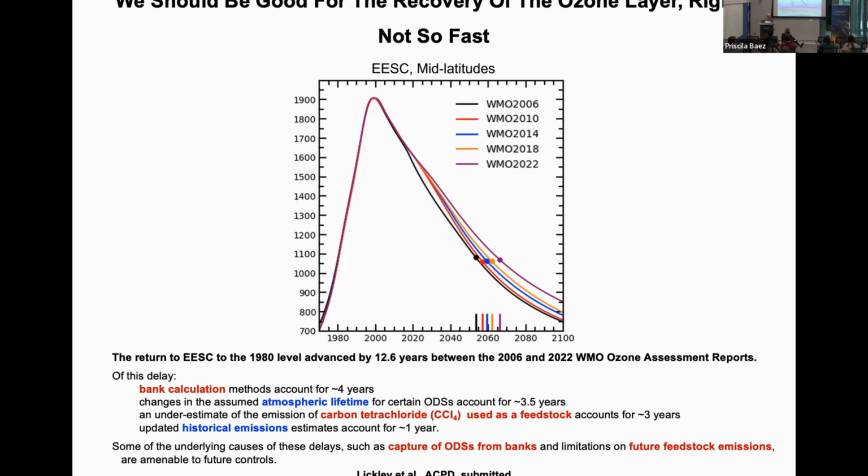And so I think this paper that Megan is leading is going to be an incredibly important paper, because it shows why we estimate we had a problem. So of this delay, we have about 4 years due to how we estimate banks. What are banks? Banks are not where you put your money, not in this term. It's where you put your CFCs as you're using them, like refrigeration equipment, which is supposed to be vampired, get the CFCs out of it, and they're supposed to be incinerated.